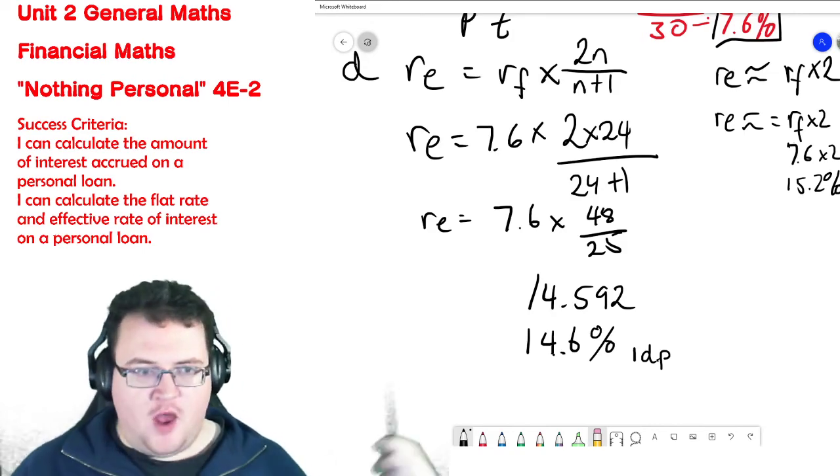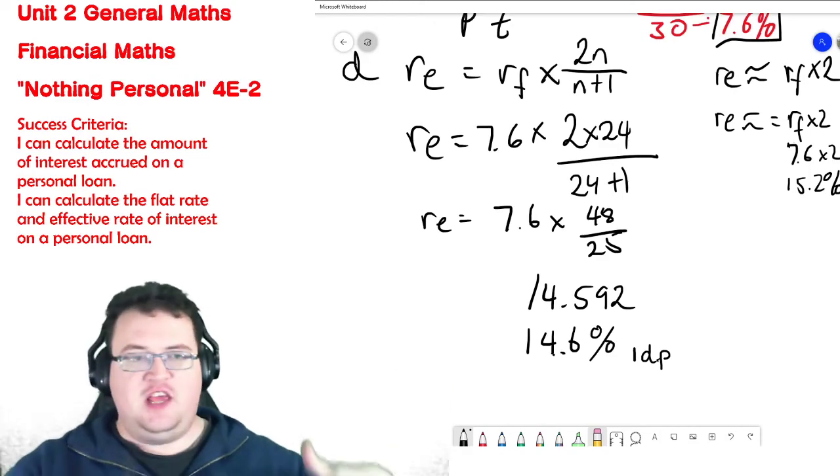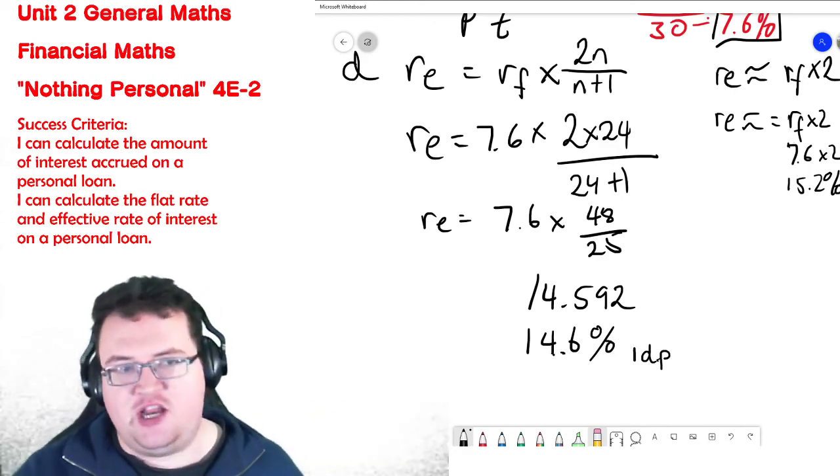All right, so you have to work out how much in total is being repaid. You then have to work out the interest. Then you have to work out the flat rate and the effective rate.